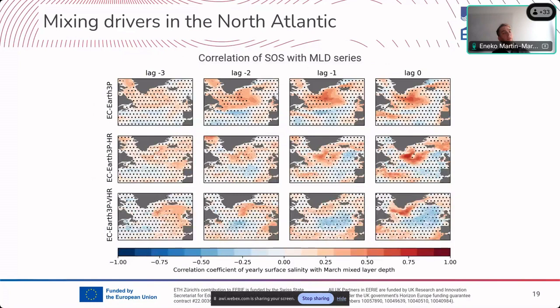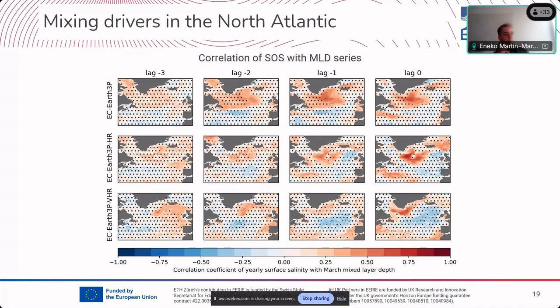So if instead of wind we check the advective salinity anomalies, we can see that in the three models we have some salinity anomalies. These are the yearly salinity correlated to the March mixed layer time series again. We can see how from 2 years before, or 3 years before in the case of the very high resolution, we have these salinity anomalies more in the eastern side of the subpolar gyre, and then they are propagated to the western subpolar gyre until they arrive at the west of the Irminger Sea, or in the case of the very high resolution one, also the Labrador Sea.